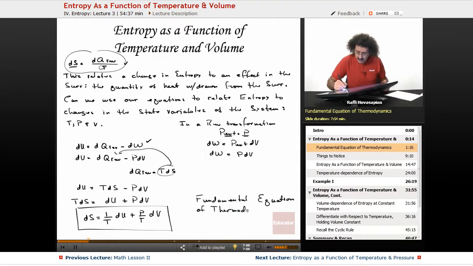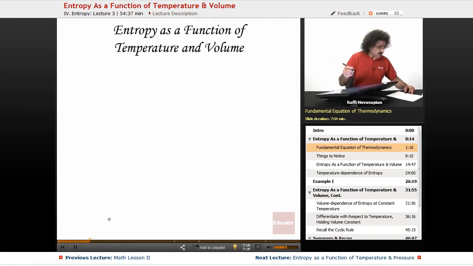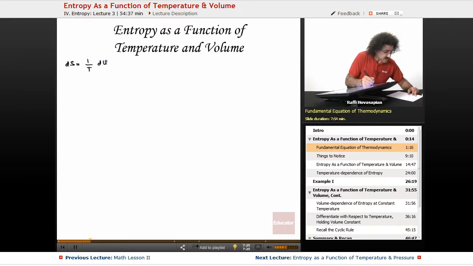So you don't need to memorize this because the derivation, as you see, is really very simple. Just put the definition of entropy in terms of the T dS into here and manipulate it. It's very, very simple. So let me go to the next page and rewrite the equation again. We have dS is equal to 1 over T dU plus P over T dV.